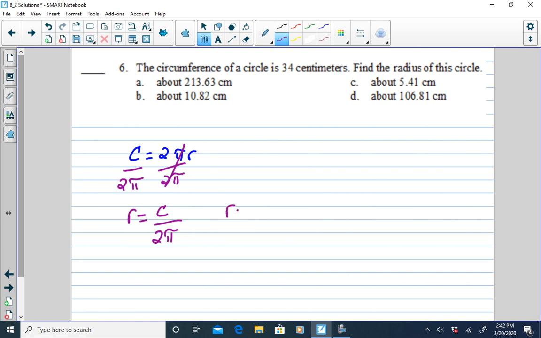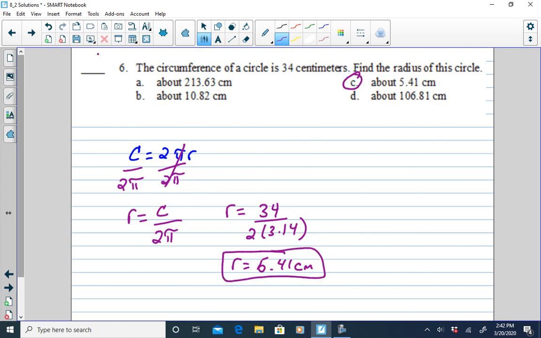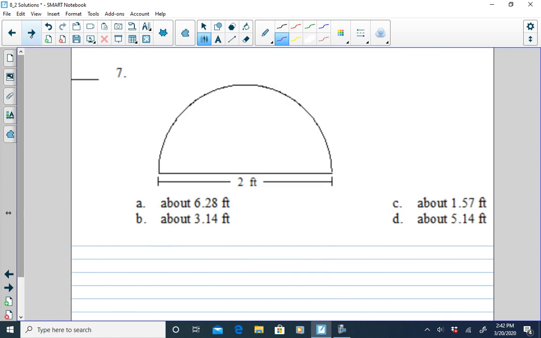So the radius is going to be equal to the circumference, which is 34, divided by 2 times pi, which we'll use 3.14. So with your calculators, take 34 divided by 2 times 3.14, that's 6.28. And we wind up with 5.41 centimeters for the radius. The radius is going to be 5.41. Those are centimeters. And that looks like that's answer C for question number 6.